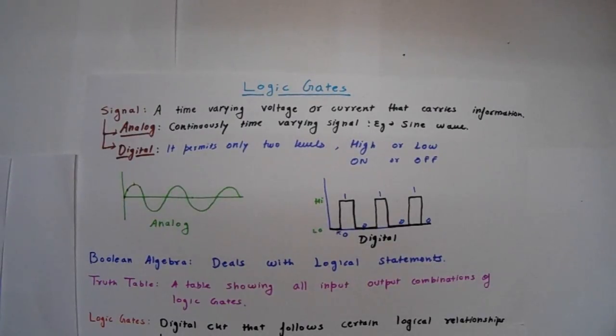Logic gates, as it sounds, is a gate for the current or the voltage to flow. It's a digital circuit that follows certain logical relationships between one or more inputs and an output. We have several inputs or even a single input, and there is one output, and it follows certain rules to define whatever happens to the output. There are different kinds of logic gates, for example OR gate, AND gate, NOT gate, NOR gate, NAND gate, or even XOR gate and XNOR gate.